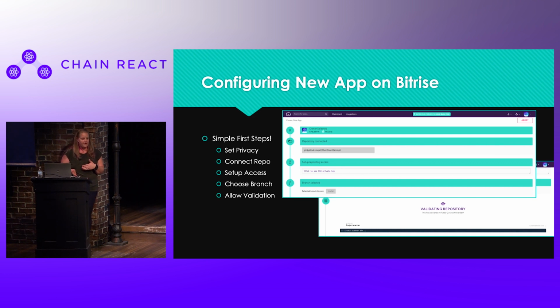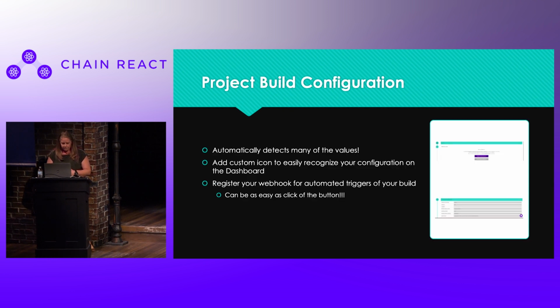So we'll go a little bit into just in the slides, and then I'll actually demonstrate in the application. So when you want to put your application in Bitrise, there are some really simple steps. You set your privacy, you connect your repository, whether that's GitLab, GitHub, Bitbucket, etc. You set up the access, private, public. You choose the branch you want to set for that configuration. And then you do some simple validation.